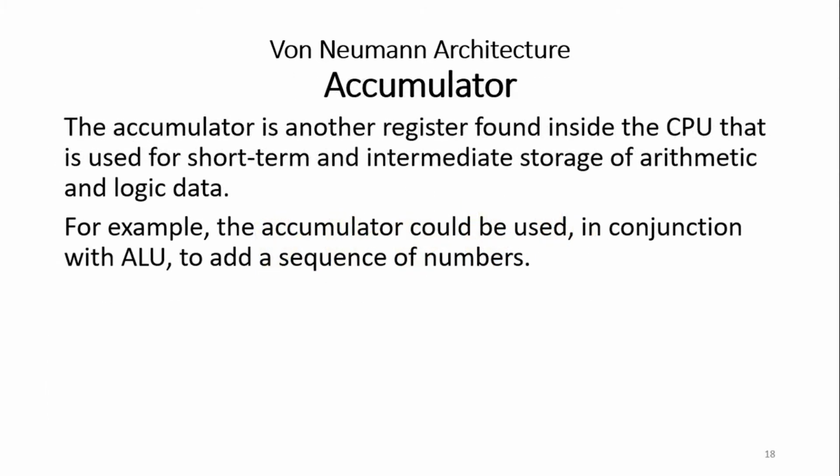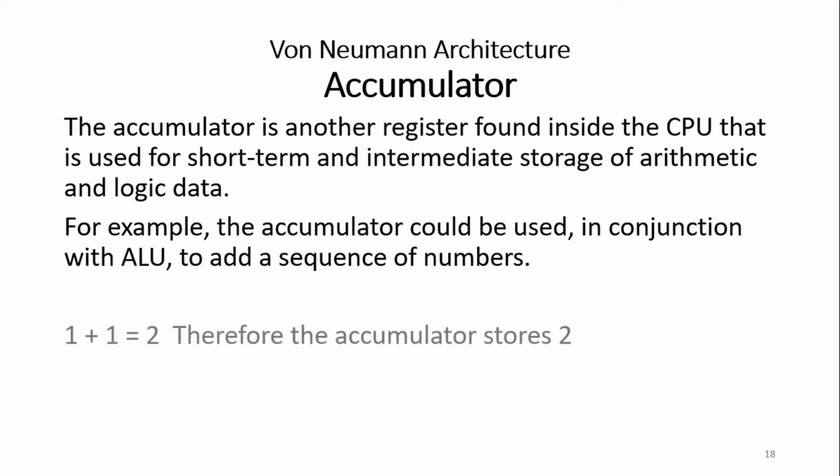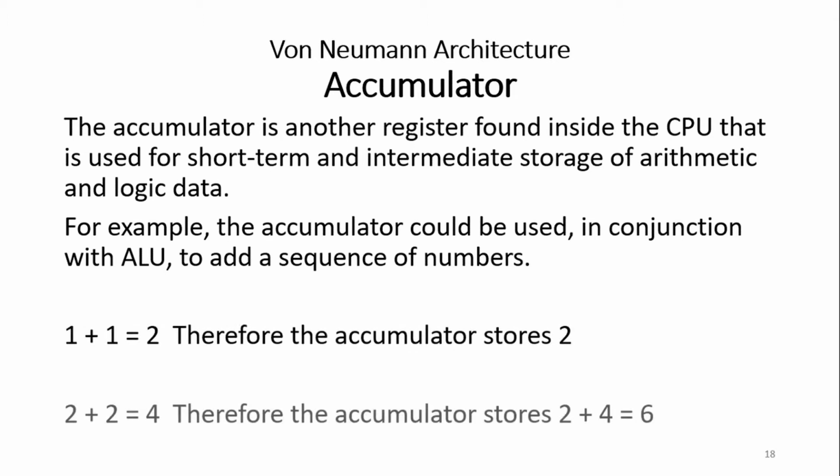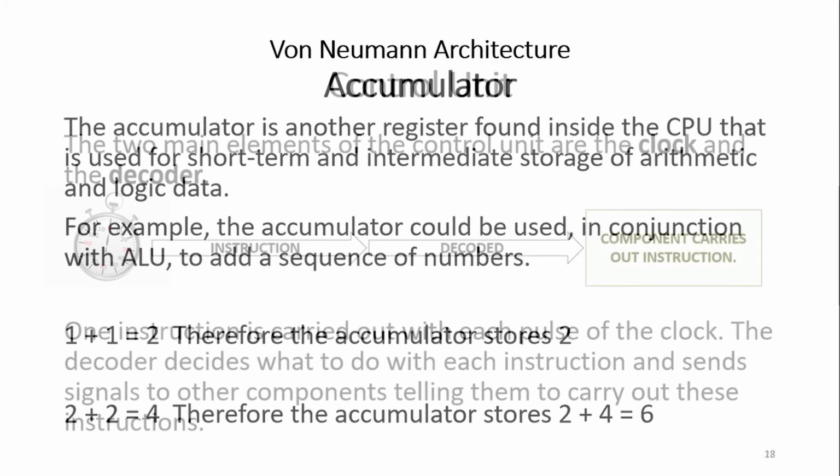The accumulator. This is another register found inside the CPU that is used for short-term and intermediate storage of arithmetic and logic data. For example, the accumulator could be used in conjunction with the ALU to add a sequence of numbers. It might start by adding 1 plus 1, which equals 2. Then it will do another calculation, say 2 plus 2 equals 4. Therefore, the accumulator will add those together and will have the value 6 stored.